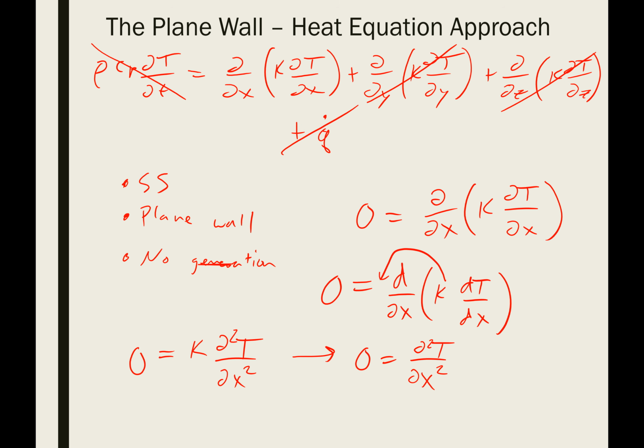Someone said it. Yeah, just linear. So the second derivative is constant, meaning that there's no curvature to our line. So for these assumptions, steady state with a plane wall and no generation and constant thermal conductivity, I'll add that, we would just expect our temperature profile to be linear.